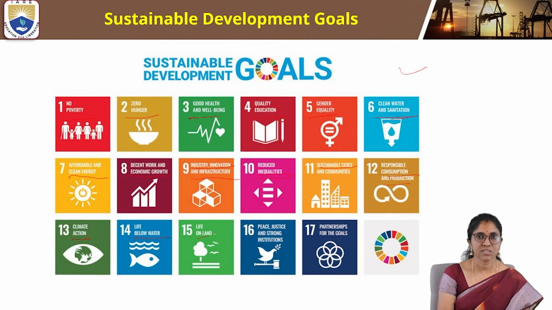The 15th one is life on land. The 16th is peace, justice and strong institutions. The 17th one is partnerships for the goals. So these are the 17 sustainable development goals, and the last one is partnership for the goals.